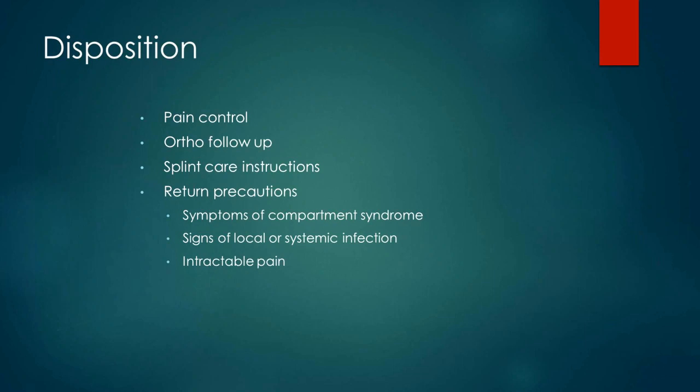Disposition, pain control, ortho follow-up, splint care instructions, and return precautions. You want to discuss with them symptoms of compartment syndrome and reasons to come back for recheck, signs of any local or systemic infection or intractable pain. You always want to talk to them about elevation, icing, early mobilization. You want to talk to them about the signs of compartment syndrome being pain, pallor, pulselessness, paresthesia, paralysis, any of the systemic signs of infection.